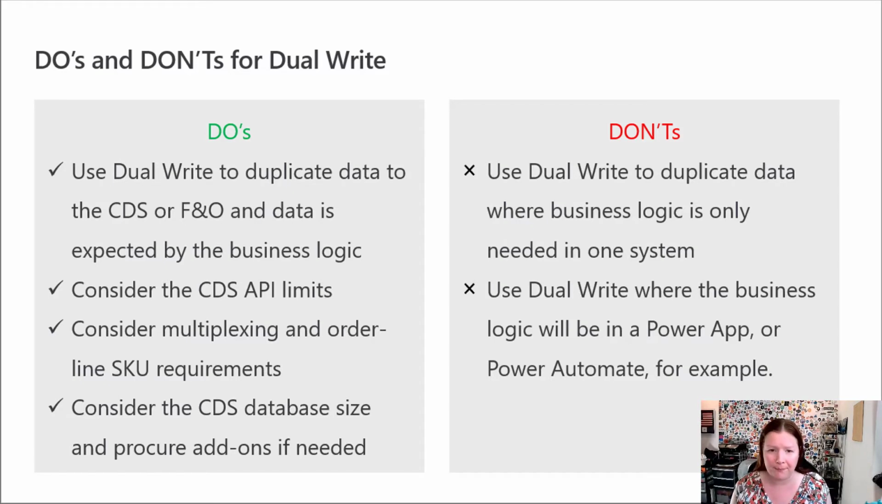Now, the second slide that I wanted to call out for you all is the do's and don'ts for dual write. I'm not going to read all of these to you, but a couple things to note, right? Obviously, those API limits on the Dataverse side or the CDS side are really important. But now that we've also introduced throttling to the finance and operations side, you'll want to consider this even for things that are coming back into finance and operations.